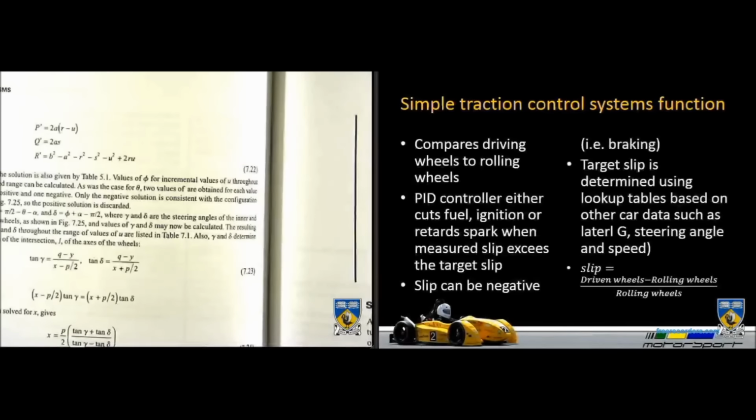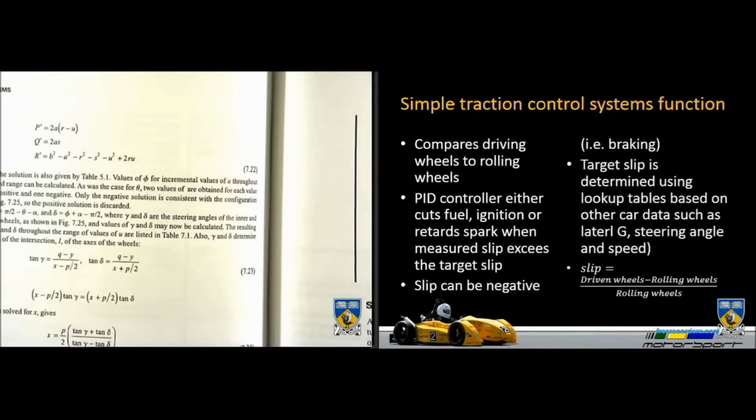Obviously, a PID controller for that. You can cut fuel, ignition, and retard the spark just to reduce the power to the wheels and get back to your target slip. And slip can be negative, so when you're braking, it works in the opposite direction. So a lot of ABS systems will look at what wheel's locking up first, looking at your change in rotational wheel speeds, and actually pulse your brake pressure to get that target slip ratio back.